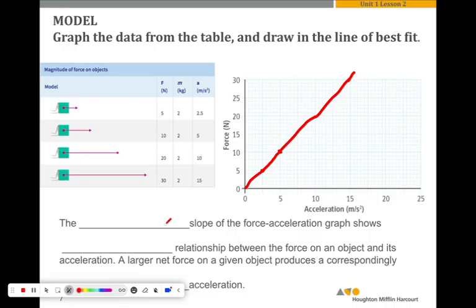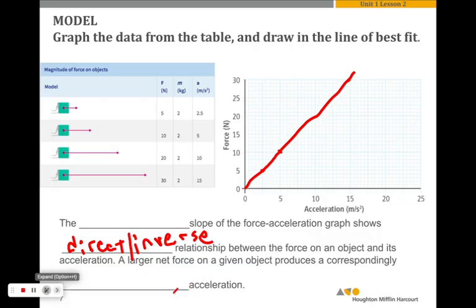So this tells us that the blank slope of the force acceleration graph shows a positive or a direct or inverse relationship. Direct means one variable increasing also increases the other variable. Inverse means one variable increasing causes the other variable to decrease.